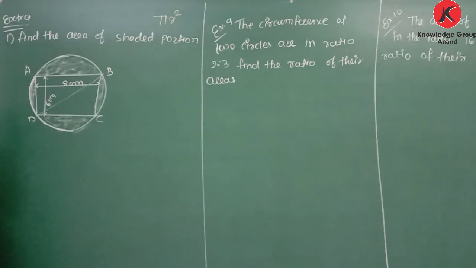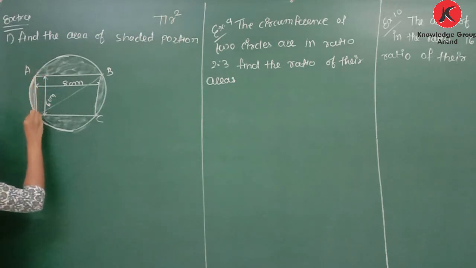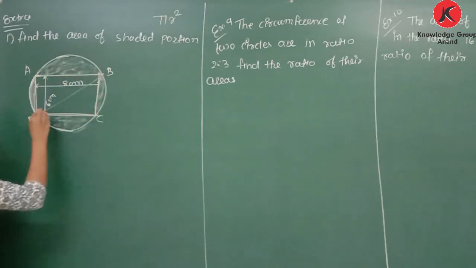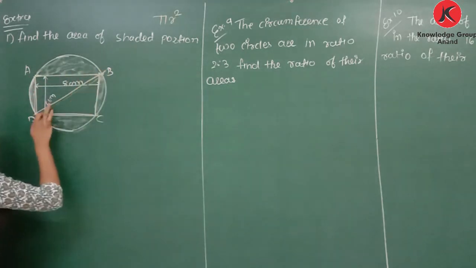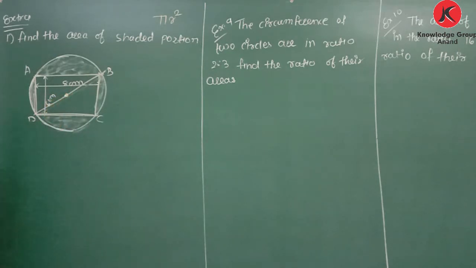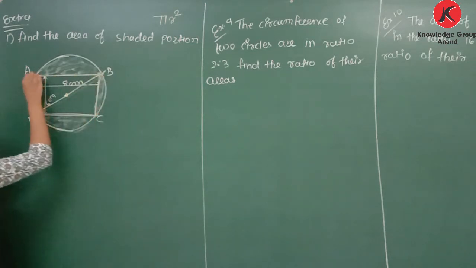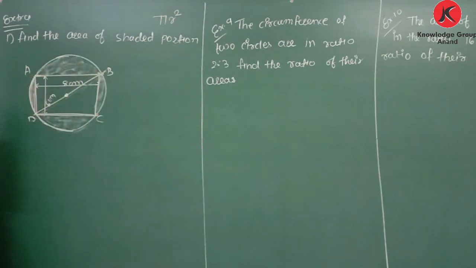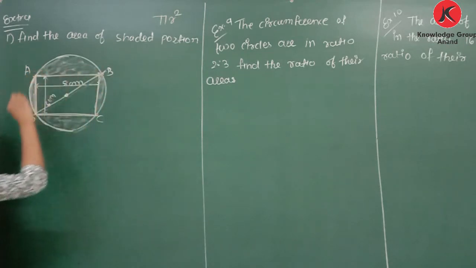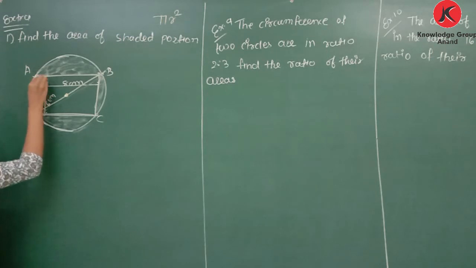It is not given. But this rectangle is at the center. So if we find this diagonal, then it will be the diameter of the circle, and from the diameter we can find the radius. Clear? So first of all, using this rectangle, we will find the diagonal of the circle. Now what is the diagonal? Here, this length is given 6, this length is given 8. Now it is a right angle triangle.